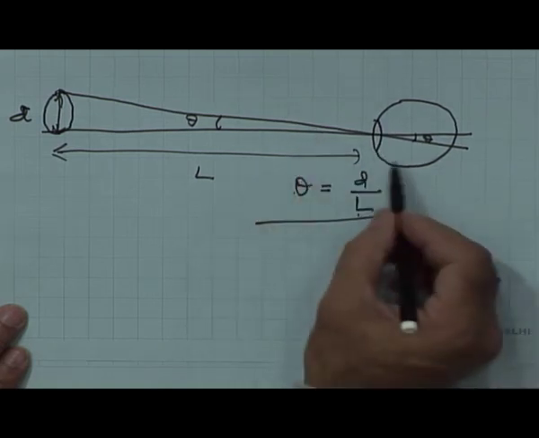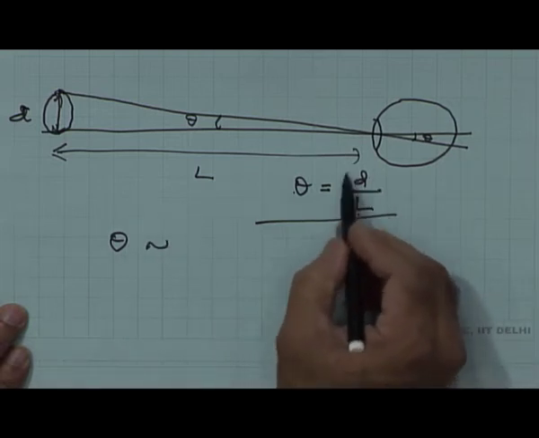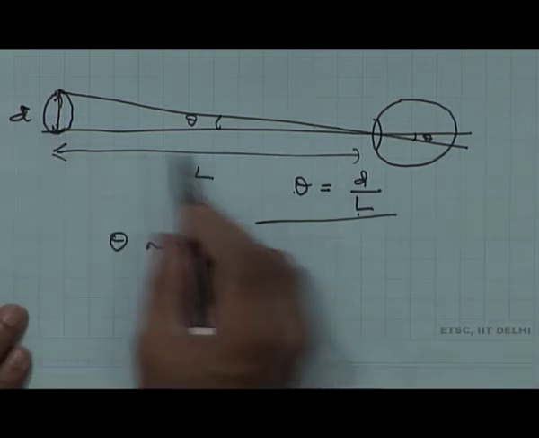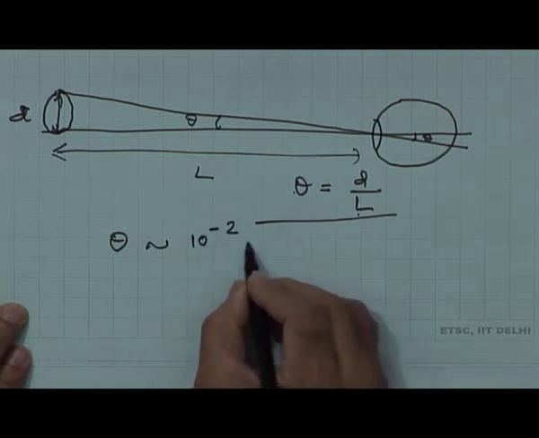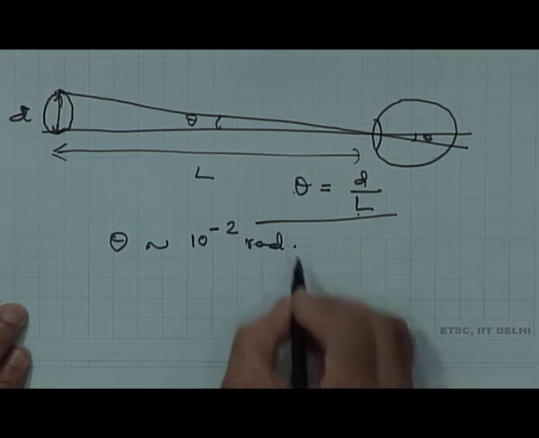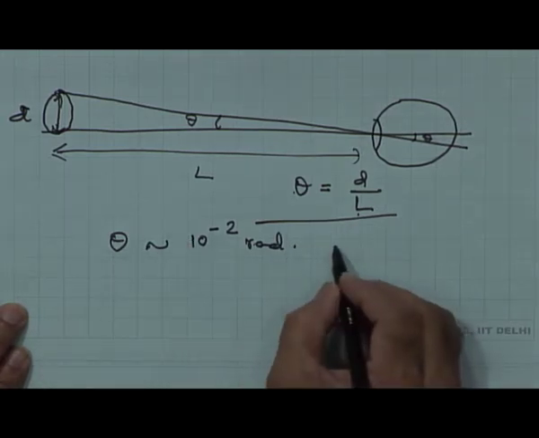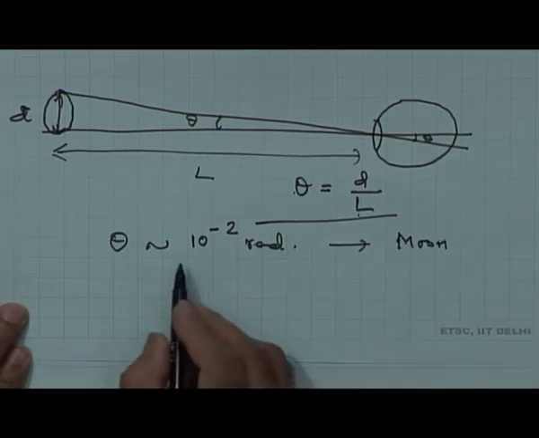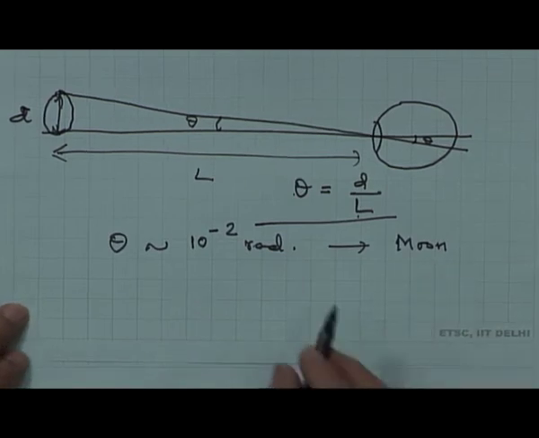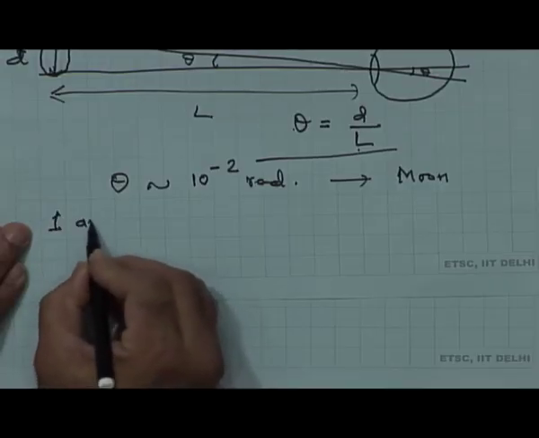So, this theta can be calculated, and if you substitute the diameter of the sun and the distance of the sun, this will come out approximately 10 to the power of minus 2 radians. It is also almost the same for the moon. That is why we can see sun and moon very clearly, because eye resolution is 1 arc minute.